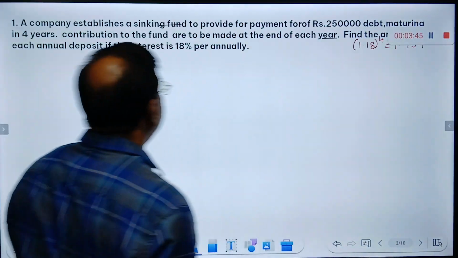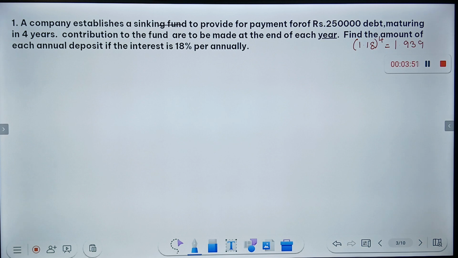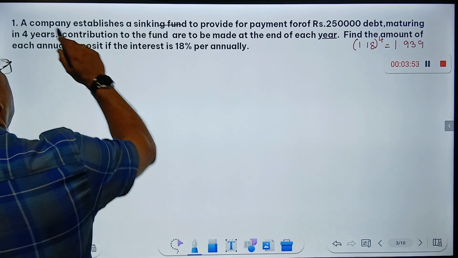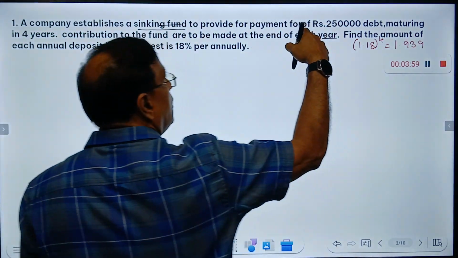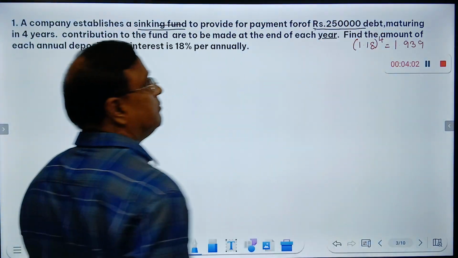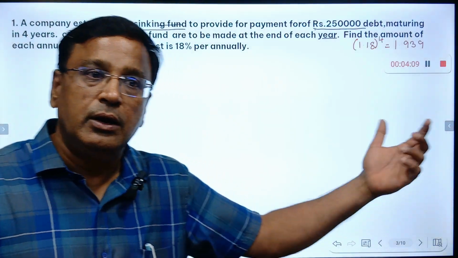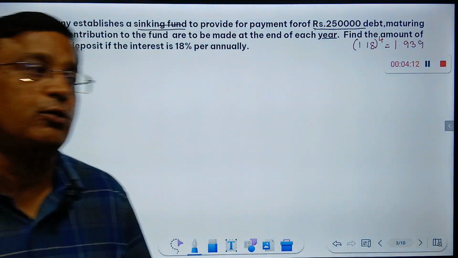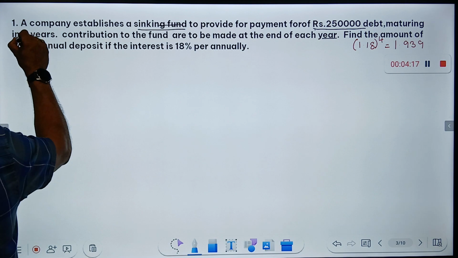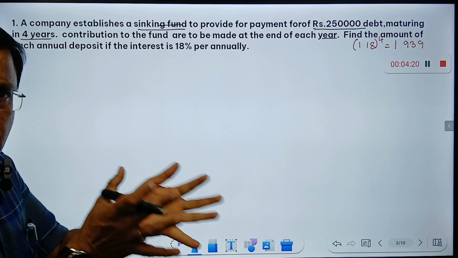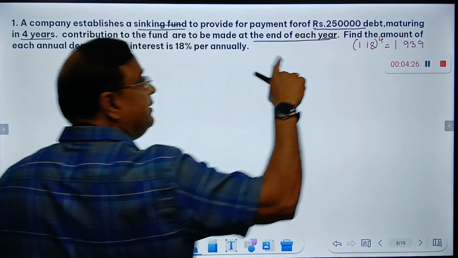Now let's do the first question that is there in your ML Agarwal, exercise 12.2. Let's underline whatever I want. A company establishes a sinking fund to provide for payment of rupees 2,50,000. You have a debt of 2,50,000. I have to repay that. How do I repay? I do not take 2,50,000 all of a sudden and go and pay. No, I accumulate that money over a period of time. How do I accumulate that money? For 4 years. I save a certain amount of money for 4 years. When do I accumulate that money? At the end of each year.